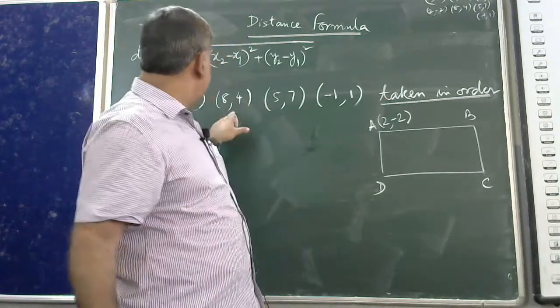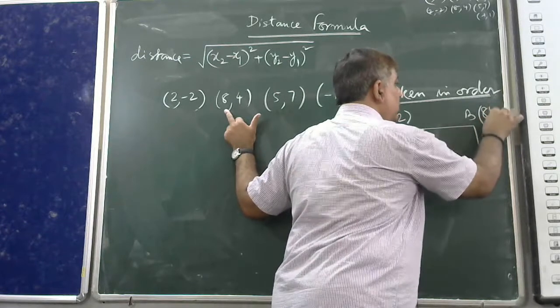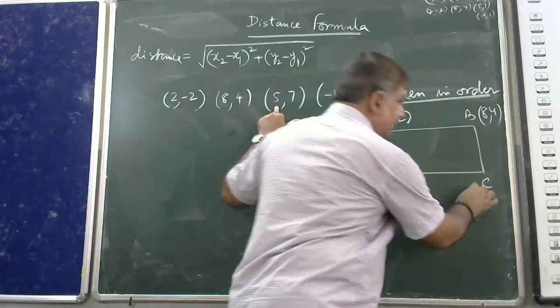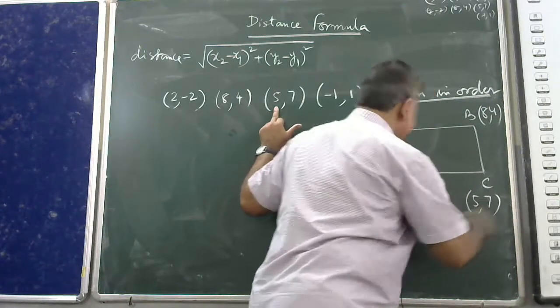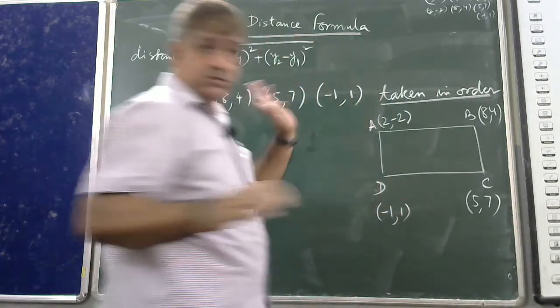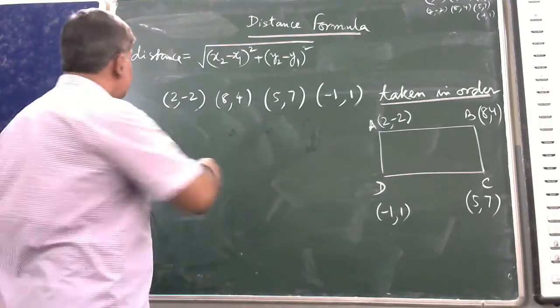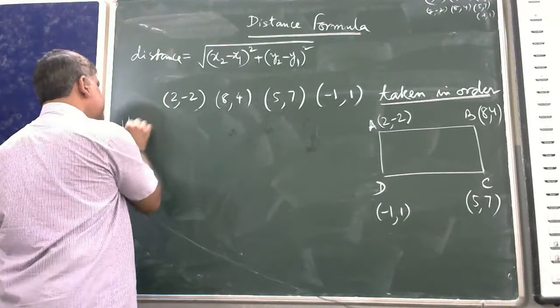So now what to do? For 2 comma minus 2, this one will be 8 comma 4. This one will be 5 comma 7. Then this one will be minus 1 comma 1. Now the four points we have plotted. Now apply distance formula.